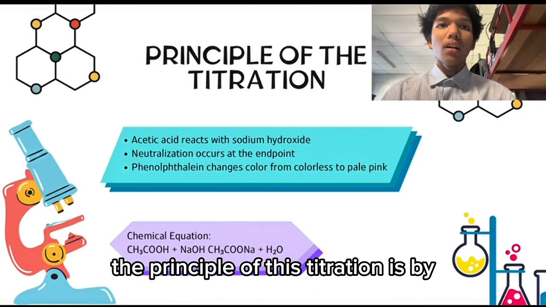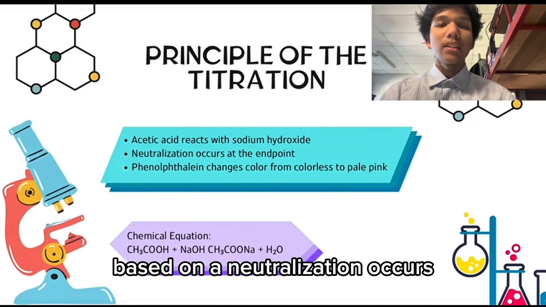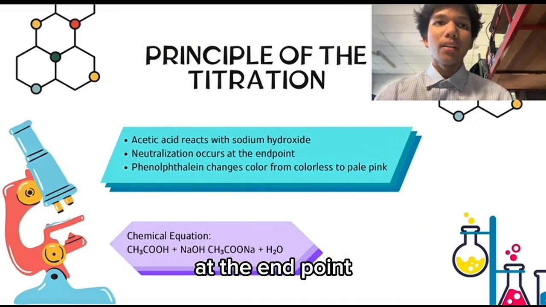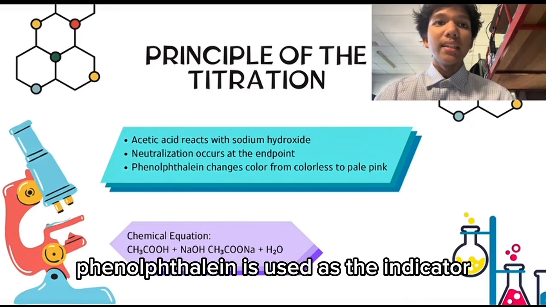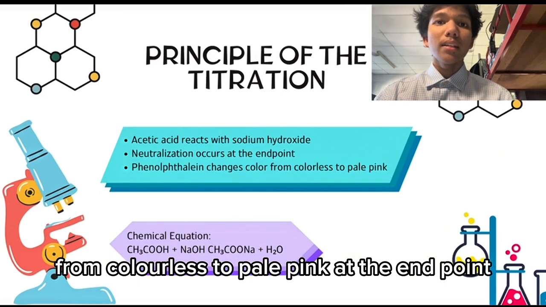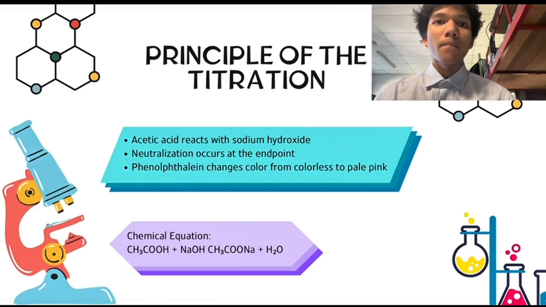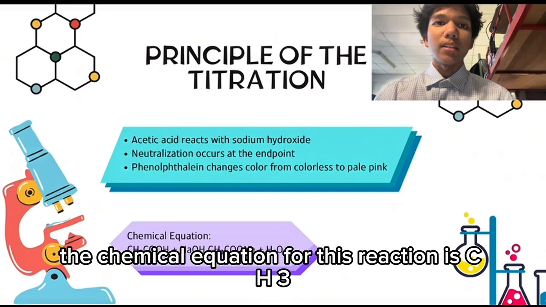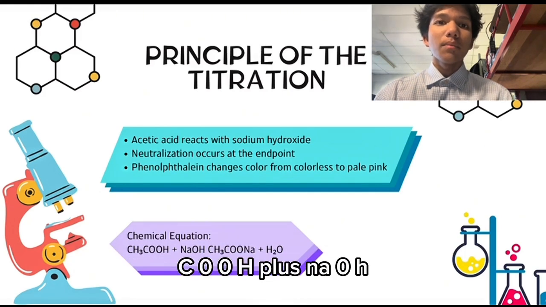The principle of this titration is based on neutralization occurring at the endpoint. Phenolphthalein is used as the indicator, which changes color from colorless to pale pink at the endpoint. The chemical equation for this reaction is CH3COOH plus NaOH.